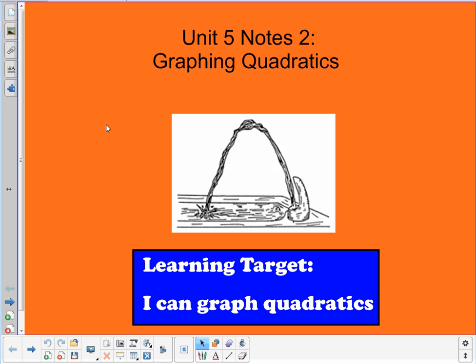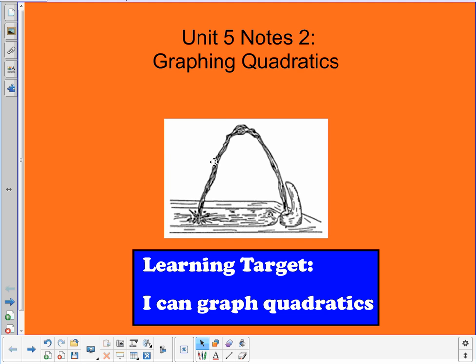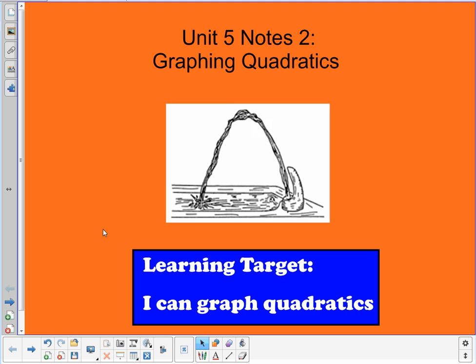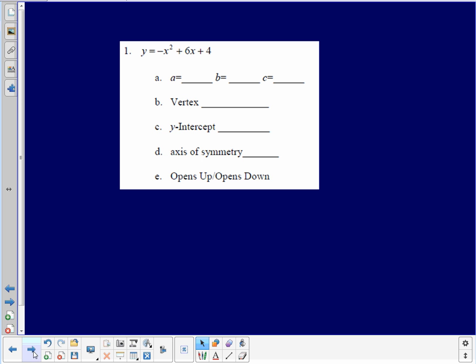Today we're actually going to talk about graphing those quadratics that we identified all the parts of yesterday. So yesterday we spent a bunch of time talking about the parts of the parabola. Today we're actually going to put those quadratic equations on a graph. So let's just review from yesterday what we would identify from an equation like this. We'd have y equals negative x squared plus 6x plus 4.